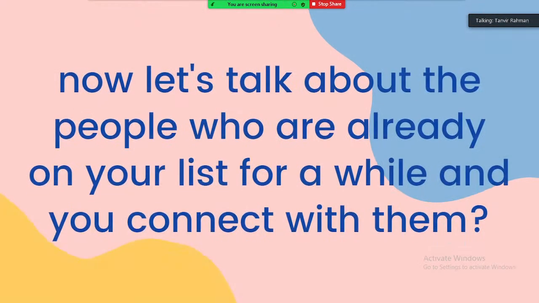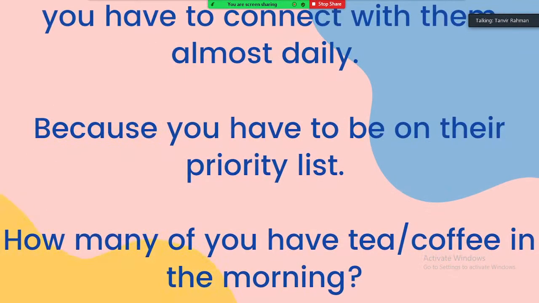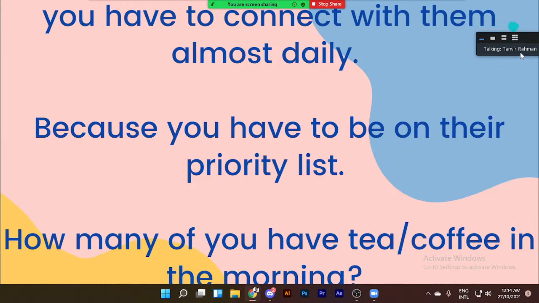So now let's talk about the people who are already in your list for a while and how you can connect with them. For now, you've been sending consistent email to them, maybe almost daily, right? Because you have to be on their priority list. Sometimes I look into 3 or 4 people's emails. More people send me email, but mostly I look into 3 or 4 people, because you have to be on their priority list as well.